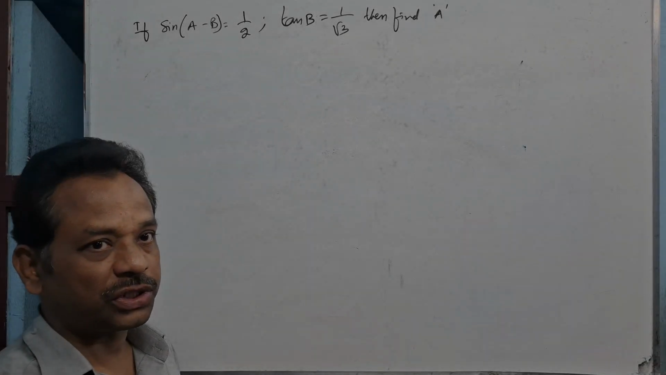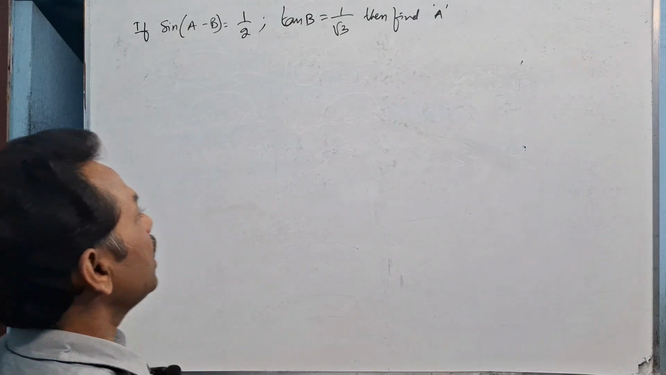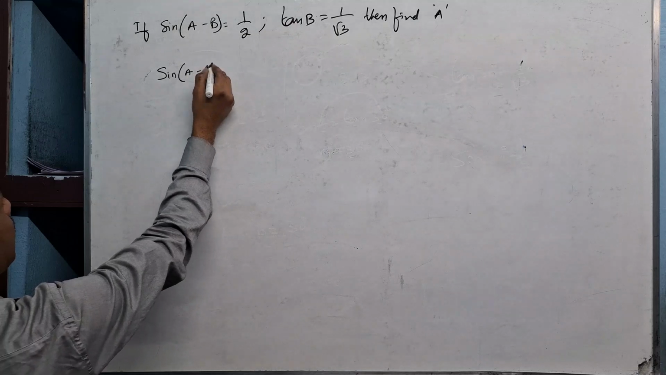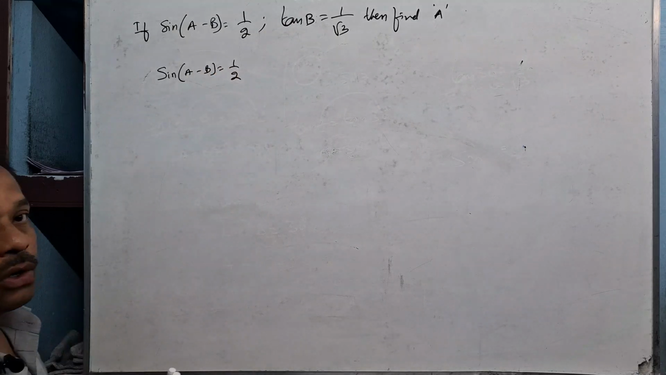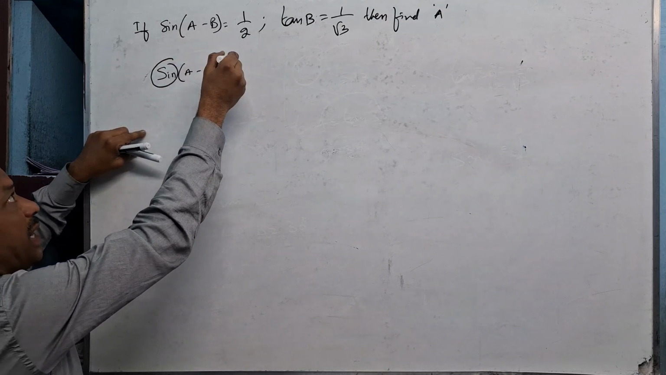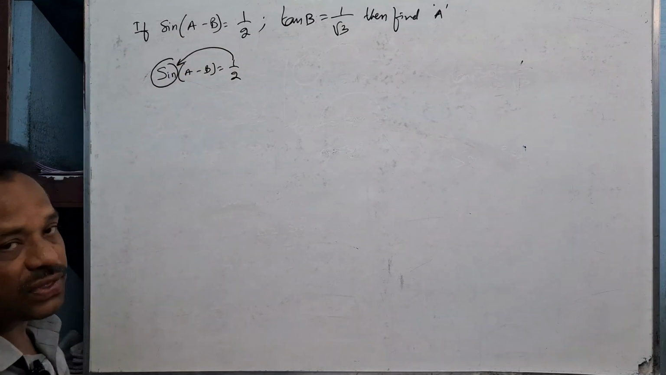Let us do one more question similar to the previous questions. Here given sin of (A - B) equal to 1 by 2. Now look at this. Here my trigonometric ratio is sin. Let me express 1 by 2 in terms of sin.